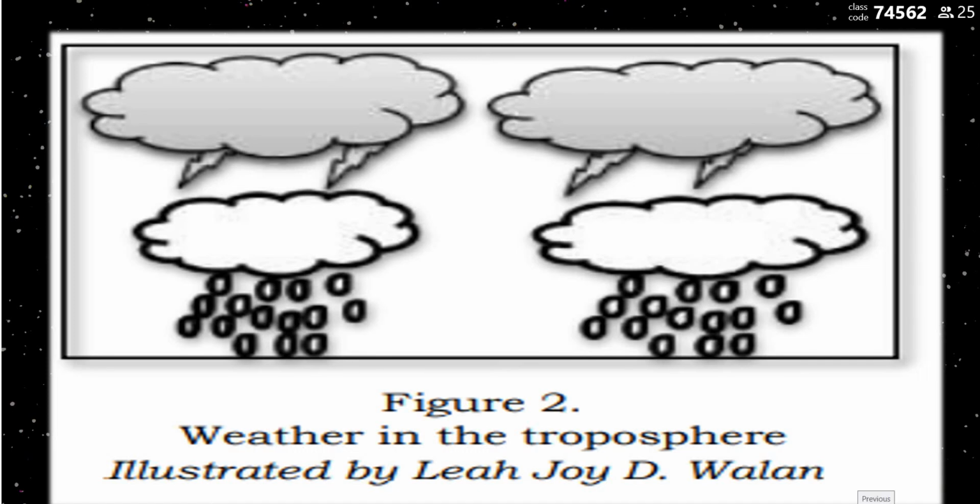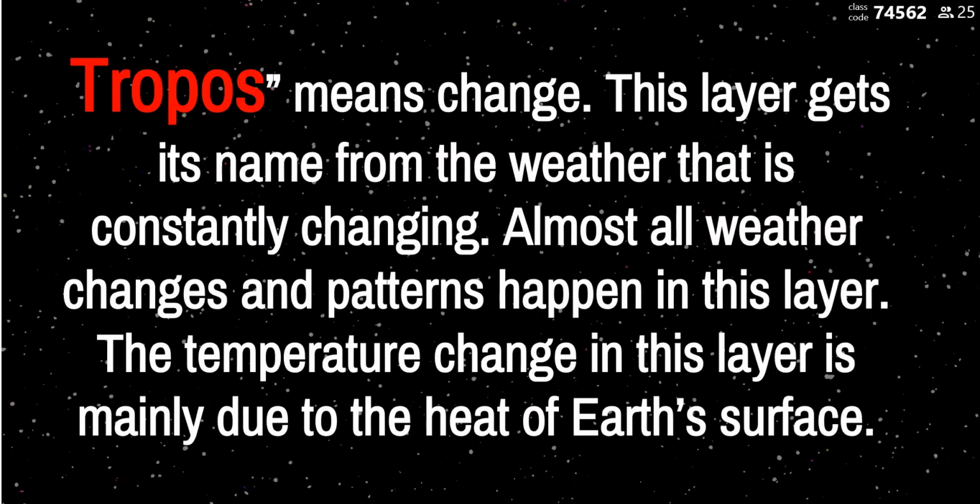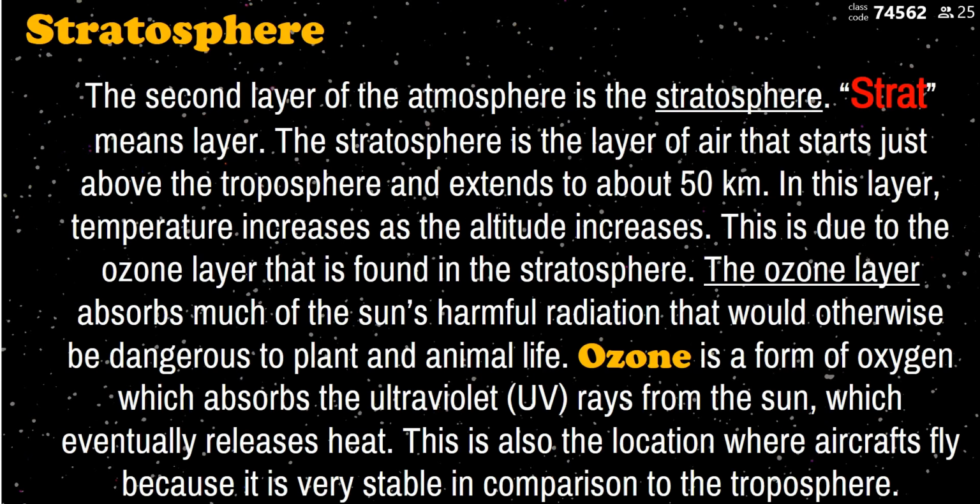Figure 2 is the weather in the troposphere. Tropos means change. This layer gets its name from the weather that is constantly changing. Almost all weather changes and patterns happen in this layer. The temperature change in this layer is mainly due to the heat of Earth's surface. Number 2, we have stratosphere.